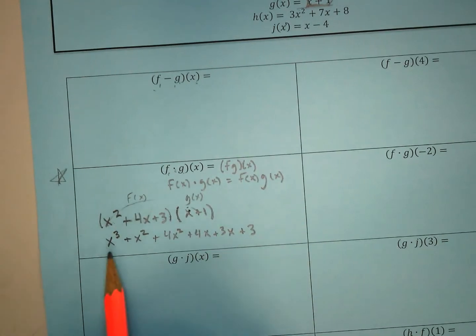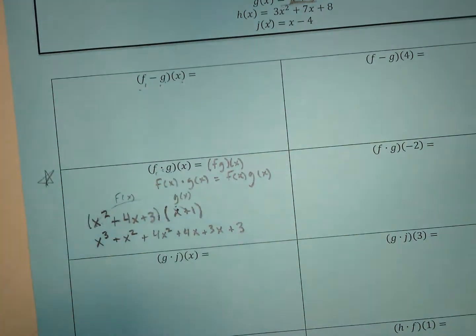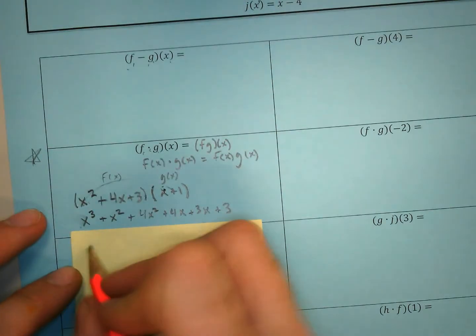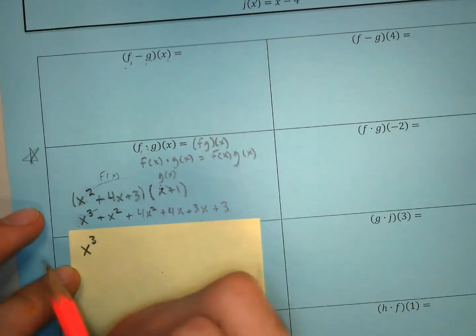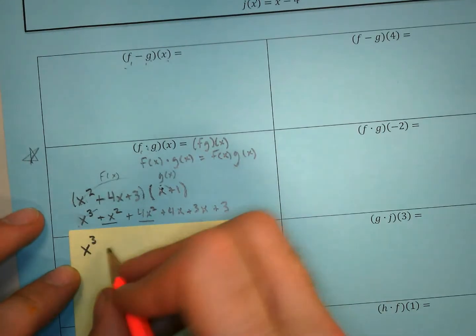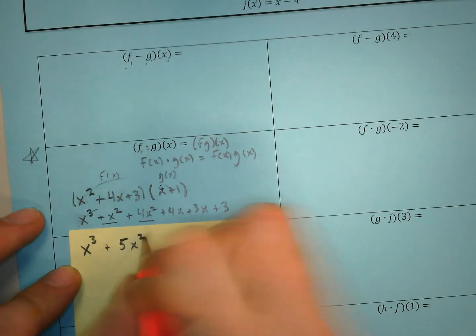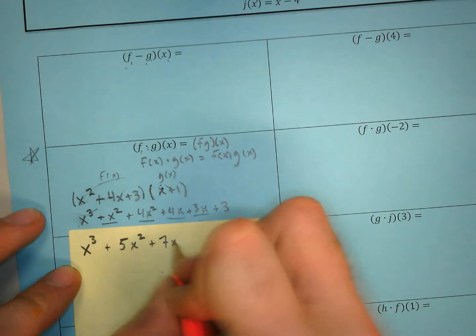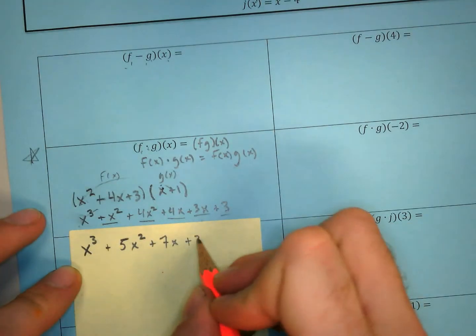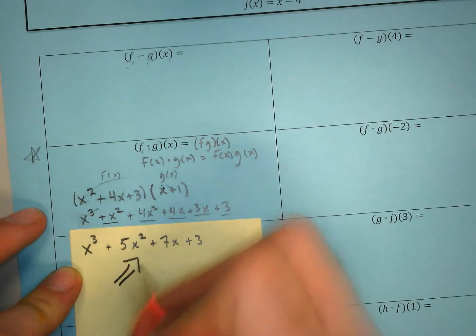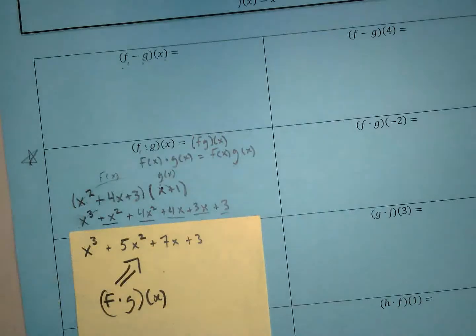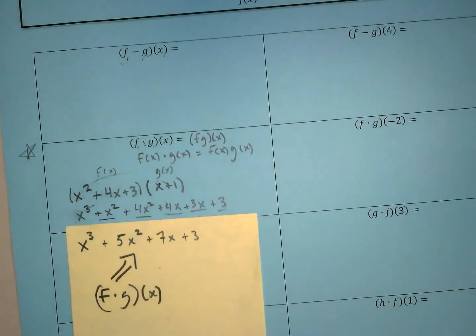Let's combine some stuff. I need a little bit of scratch paper to work, so let's go to a sticky note. X to the third, I don't see any other x to the thirds. It's by itself. We took care of it. X squared and 4x squared gives you 5x squared. 4x and 3x gives you plus 7x. And you got your plus 3 at the end. So this is (f times g)(x). That's what it is.